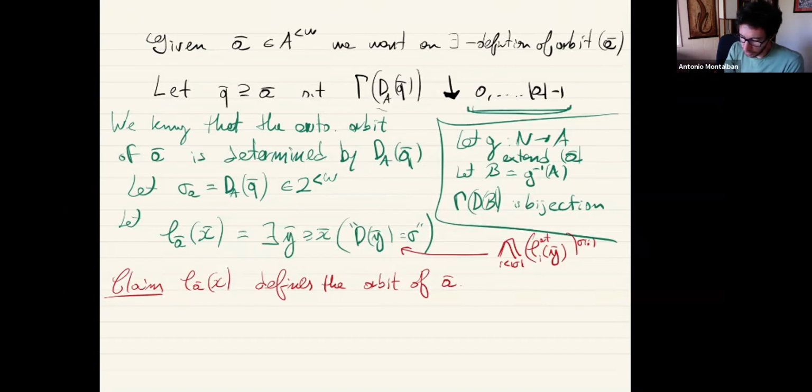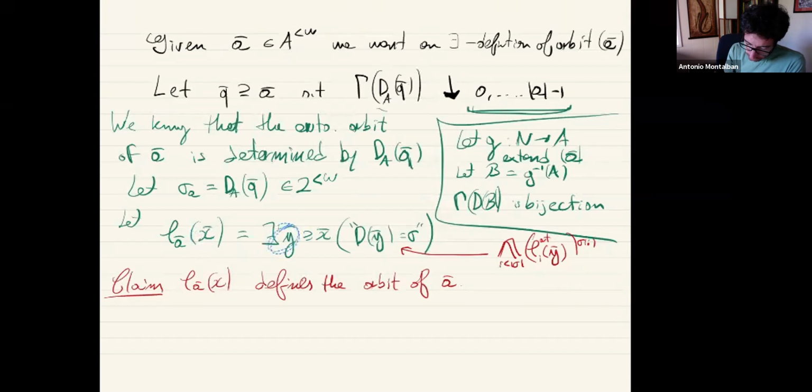It's just a conjunction of atomic formulas, so this is a quantifier-free formula. Cool. Okay, so why does it define the orbit of A? Well, you have to show two things. It's true about A. Why is it true about A? Well, if X is A, what will be the Y?